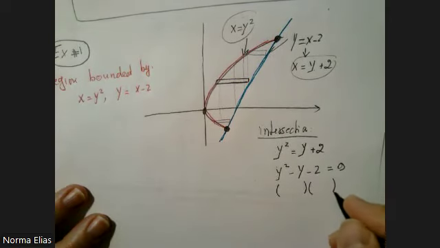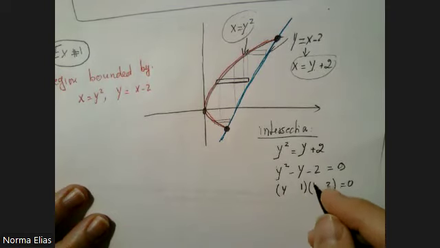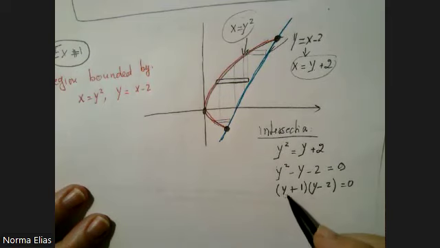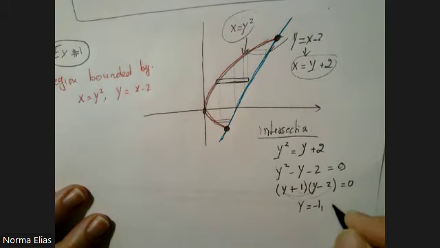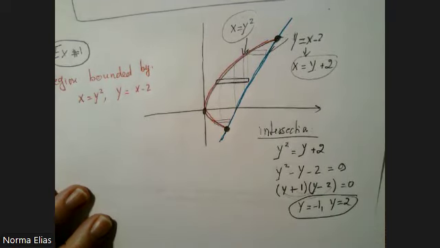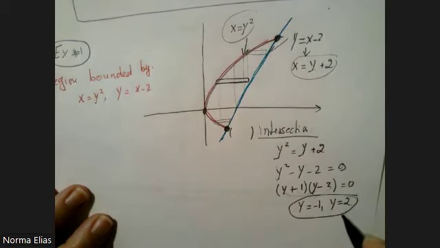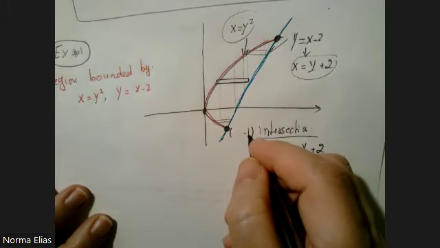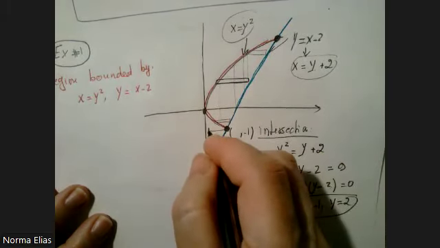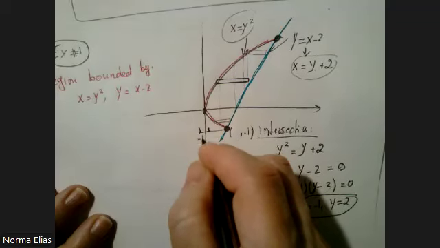I factor 2 and 1, y and y, and then minus and a plus. Y squared minus 2y plus y minus 2. And this gives me y equal minus 1, y equal to 2. So this time I set them equal, but I got the y, not the x. So this should be the minus 1. So down here is the minus 1.